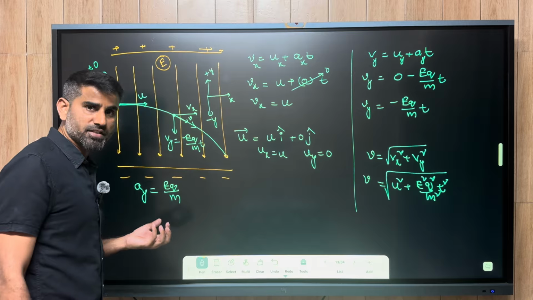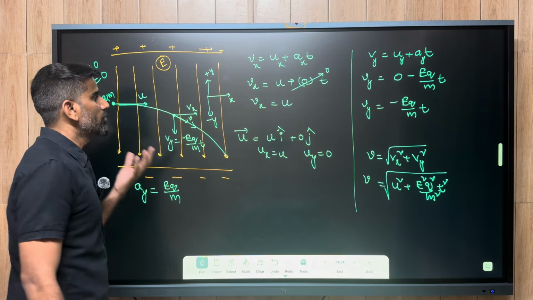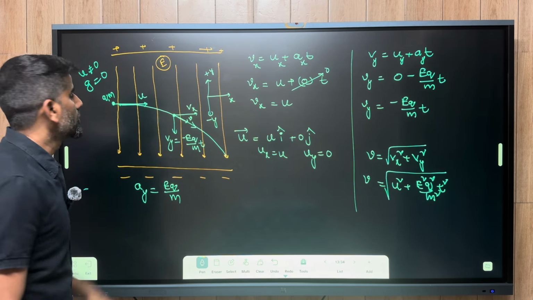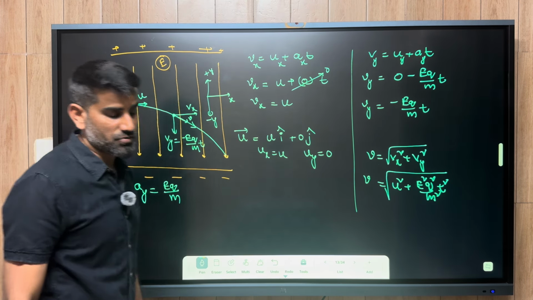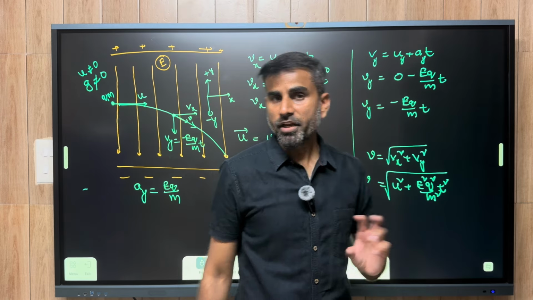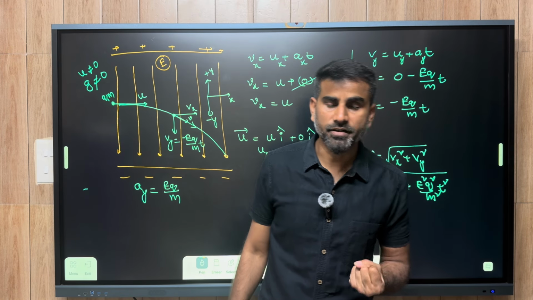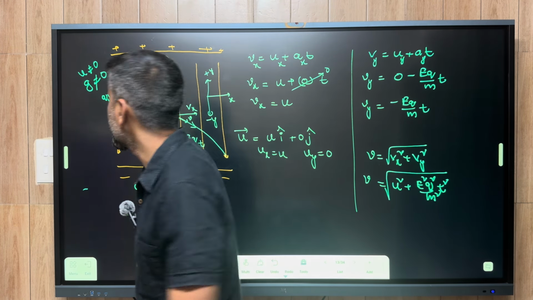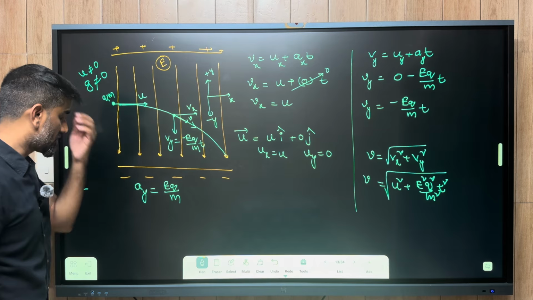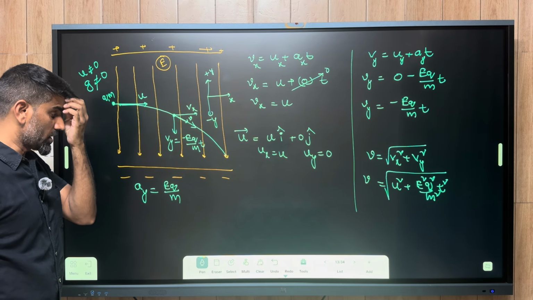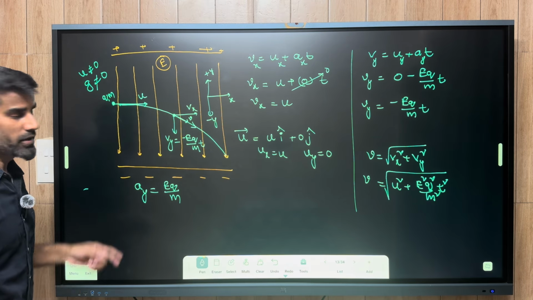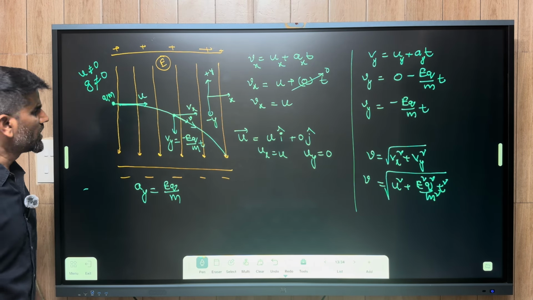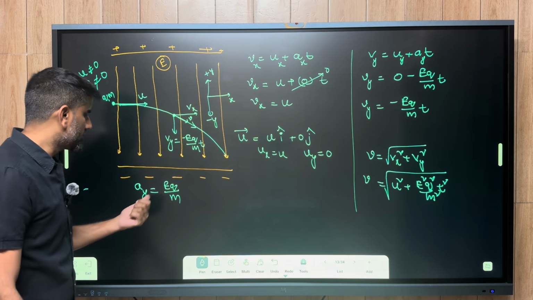So I'm going to make small changes to this explanation for the next case, where I'm going to consider gravity as non-zero. That means gravity is not ignored, it is rather considered, it is rather significant. So gravity is not equal to zero. If you look at the diagram, ay is eq by m.